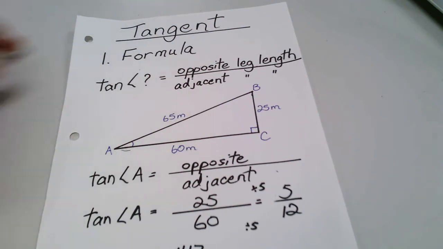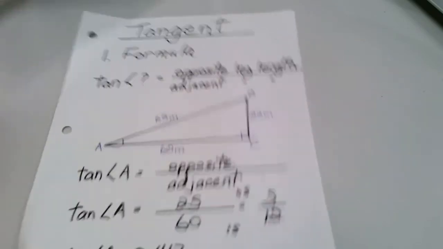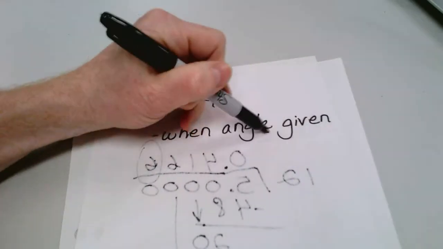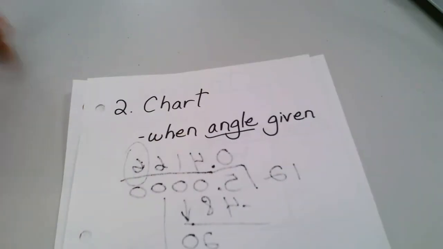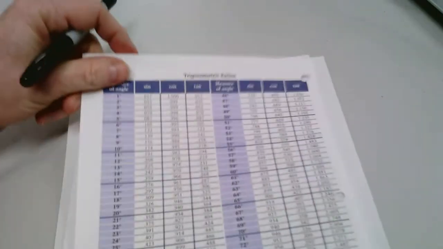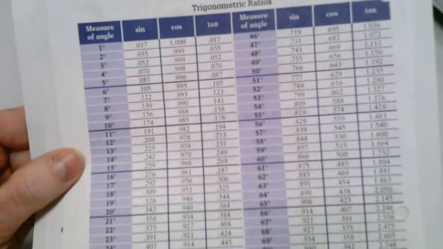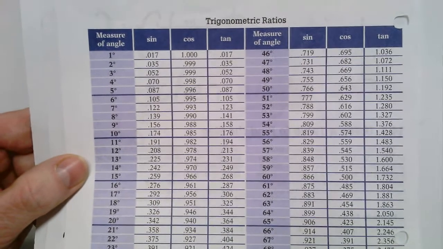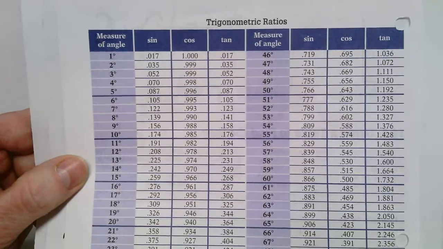A much, much easier way, and you know this by now, is to use a chart. When they give you the angle, then you can use the chart. And we've already done this with sine and cosine. Just look at the same chart. Let's try to make that a little easier. Okay, that's a little better.